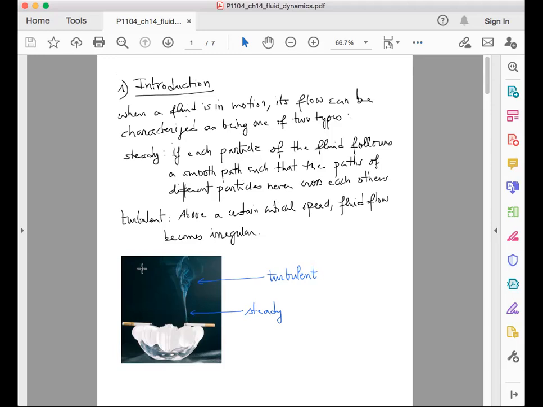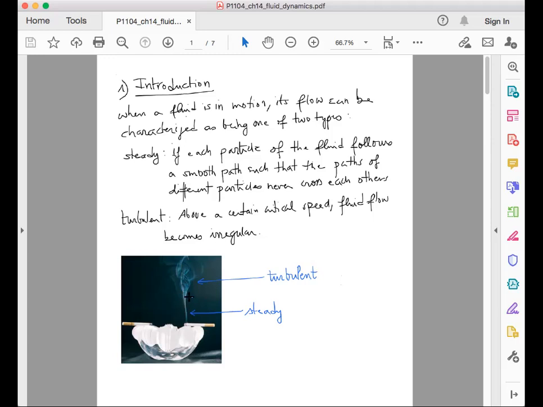So in this picture we can already by eye distinguish between these two types of flow, a steady flow and a turbulent flow. So what do we mean by steady? We mean that each particle in the fluid follows a smooth path such that the paths of different particles never cross each other. So as you can see here, we can imagine this flow as an ensemble of lines, and these lines are all parallel to each other, so that none of the particles of the fluid can go from one line to another.